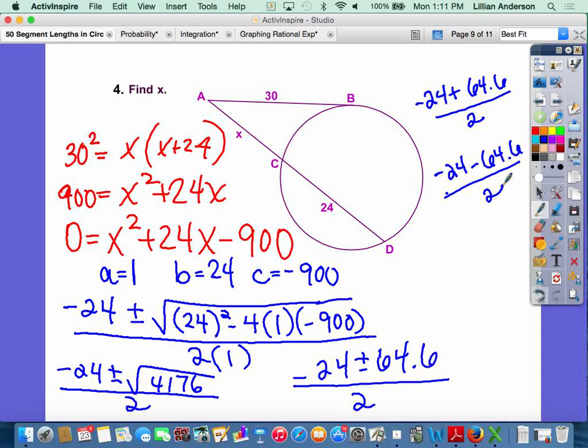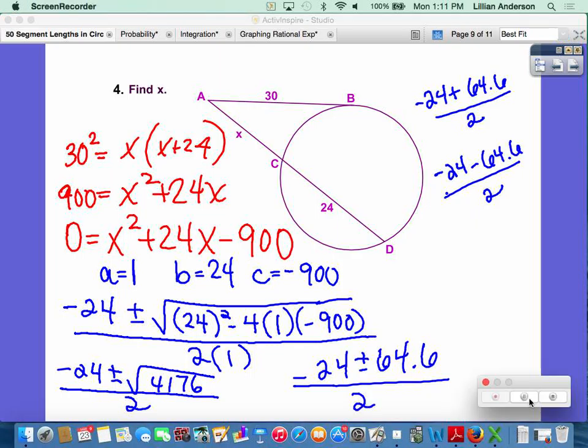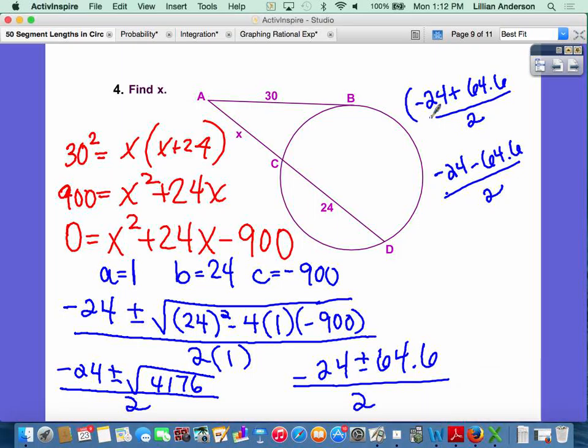What do you get when you do the first problem? So you did negative 24 plus 64.6 divided by 2. Make sure that if you do decide to type this all in one line, you put parentheses around the numerator. You should get 20.3. Now let's make sure we make the correction and let's do the next one.